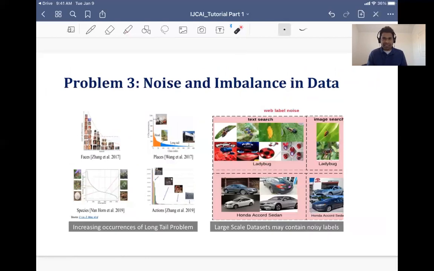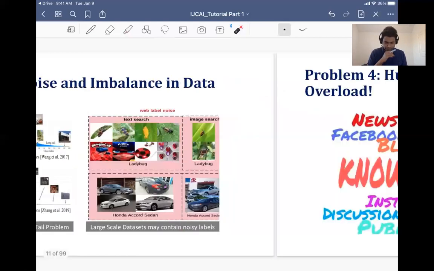The third problem, which is very relevant for real world data, is noise and imbalance in data, right? So you have an increasing occurrence of the long tail problem here on the left, where certain classes are underrepresented, so there's a large imbalance. And again, Ganesh will talk about this more, so I'll just skim through this very quickly. The second aspect is the label noise, right? You have a lot of data generated from the web, from web search, and web search is oftentimes noisy. So you have label noise.